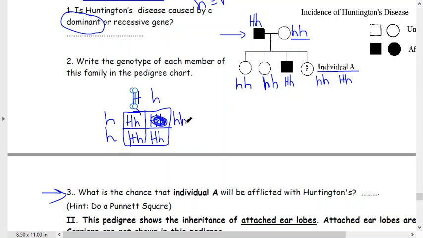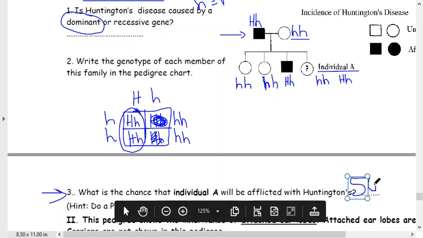These are both homozygous recessive here. It looks like there's a 50% chance that individual A, this daughter here, will have Huntington's.